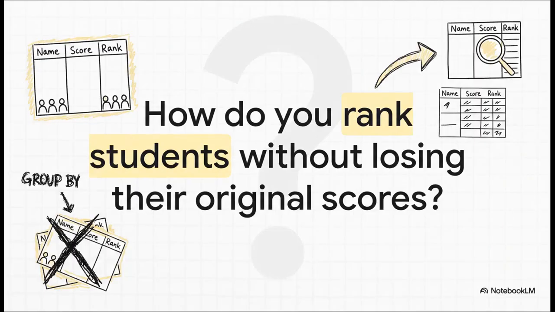So, let me throw a scenario at you, something you've probably run into. Imagine you've got this simple list of student scores, and your boss says, hey, can you add each student's rank? Now, your first instinct might be to use a group by, right? But wait, if you do that, it's going to collapse all your rows. You'll lose all the individual student details. So the question is, how do you add that new piece of info, the rank, without destroying the original data? Well, that's the exact puzzle we're going to solve.